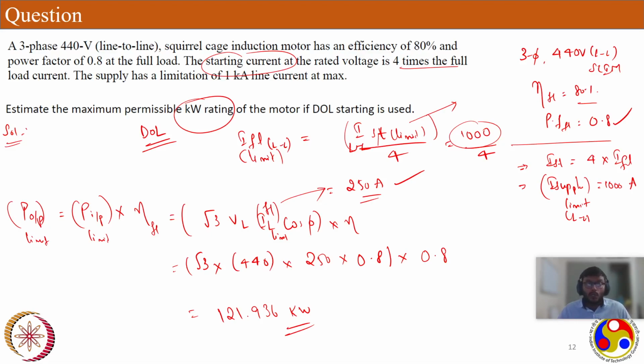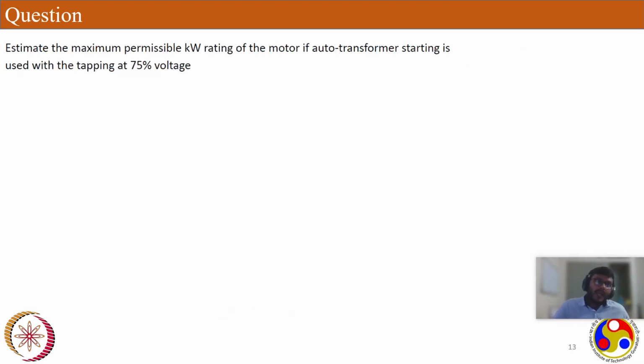Now we will see how my kilowatt rating will improve if we use other starting methods. Estimate the maximum permissible kilowatt rating of the motor if auto transformer starting is used with a tapping setting of 75%. So we are setting x. You remember the formula? Set x equals 0.75, the 75% setting we have used. Now, if it is auto transformer starting, how much can I improve the full load current? That we can see here.